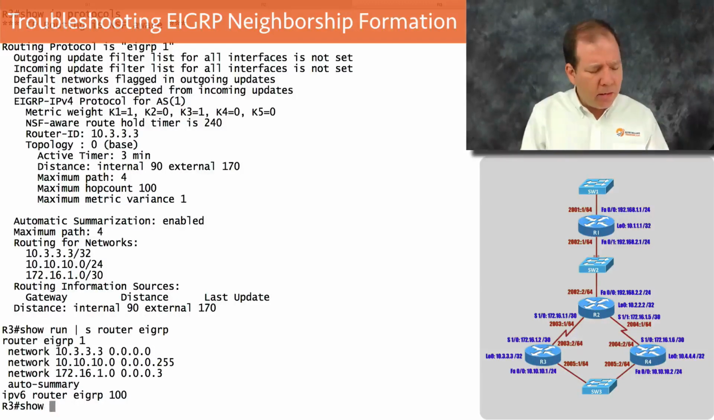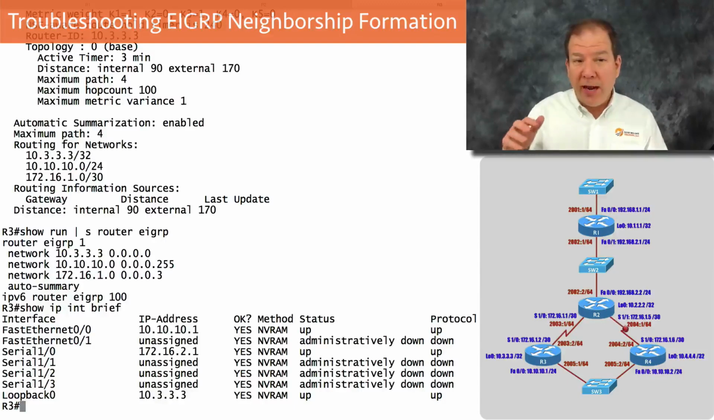Let's do a show IP interface brief. Is this interface up? Remember we said that an interface had to be administratively up, or obviously we're not going to be forming a neighborship. And we're in the up state. Take a moment and look at the output on screen and see if you can find something that might be preventing this neighborship from forming.